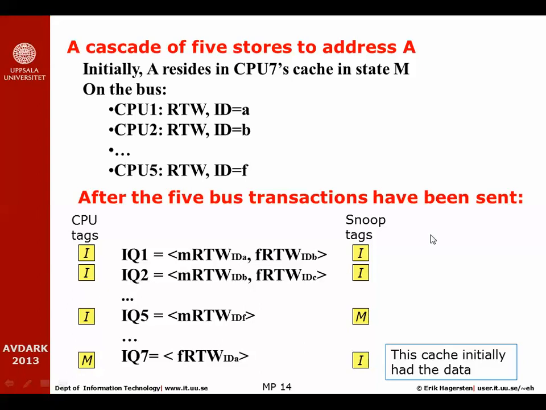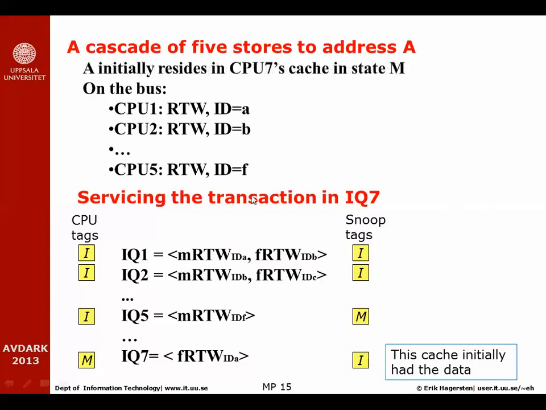So let's see what's happening now when we try to unwind this. More specifically, we're going to see what's happening when we start to service the transaction in input queue 7. So right here we have the foreign read-to-write request, the very first request on the bus.